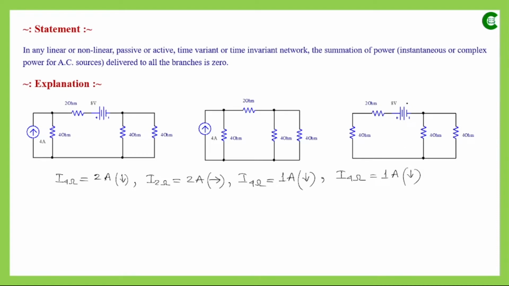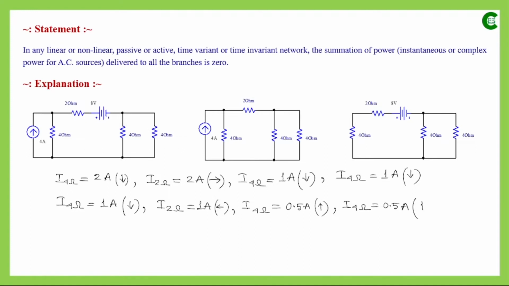Now because of this 8-volt voltage source, the current through this 4 ohm resistor will be 1 ampere and that will flow in downward direction. The current through this 2 ohm resistor will be 1 ampere and that will flow towards left. Then the current through this 4 ohm resistor will be 0.5 ampere and that will flow upward. The current through the other 4 ohm resistor will also be 0.5 ampere, and that will also flow upward.